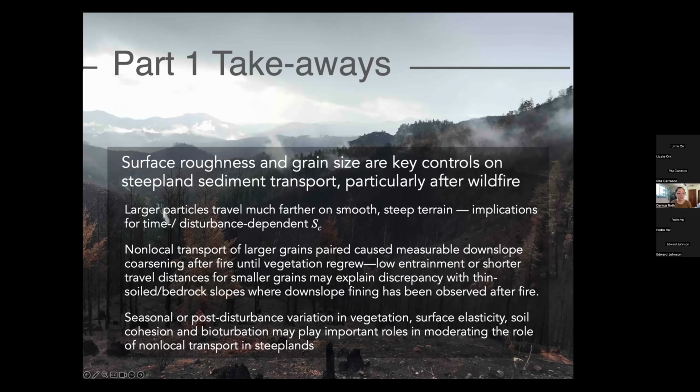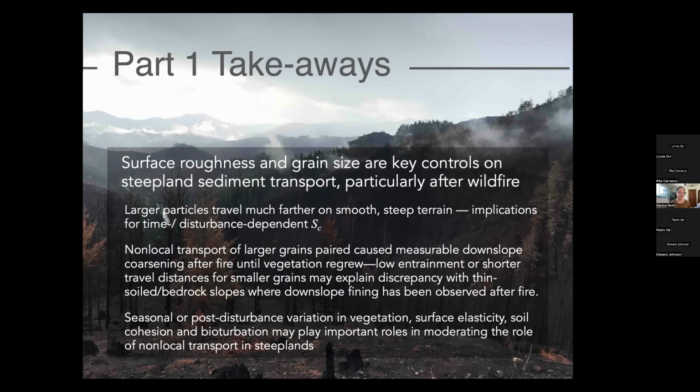The non-local transport of larger grains caused measurable downslope coarsening after fire until the vegetation regrew. So that suggests low entrainment or shorter travel distances for the smaller grains might explain the discrepancy with the thin soils and bedrock slopes, again from other studies like Al's, where downslope fining has been observed. So we really should look more into the entrainment.